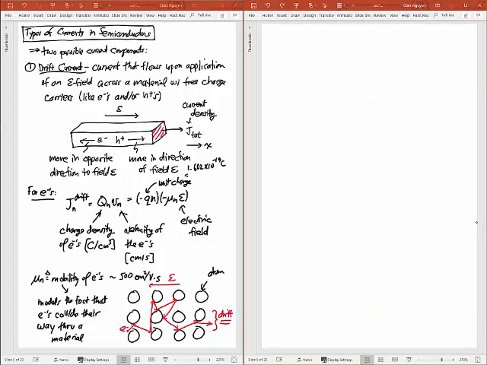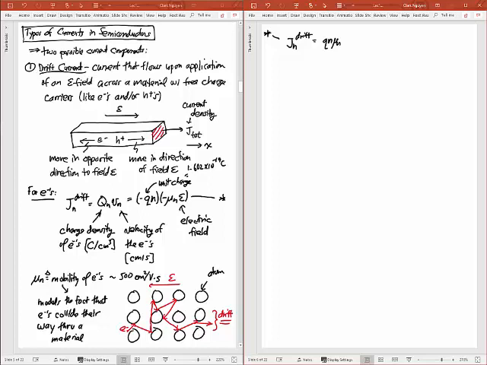And so let's keep going with this. From here, I can now write my equation for drift of an electron. So J sub n drift of the electron is now going to be Q times n times mu n, which is the mobility of an electron.